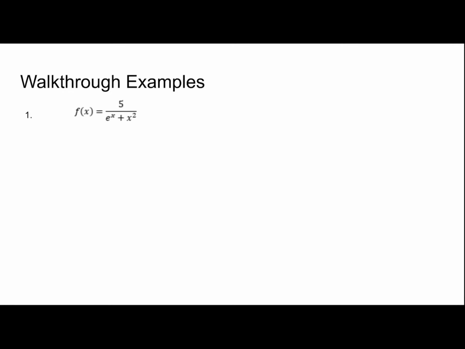So here are some walkthrough examples. f of x equals 5 over e to the power of x plus x squared. We're going to write out our numerator function and our denominator function. So our numerator function is 5 and our denominator function is e to the power of x plus x squared. If we differentiate this, the derivative of 5 is 0. The derivative of g is e to the power of x plus 2x. The derivative of e to the power of x is still e to the power of x. The derivative of x squared is 2x.